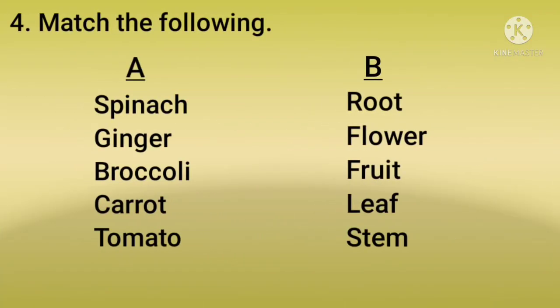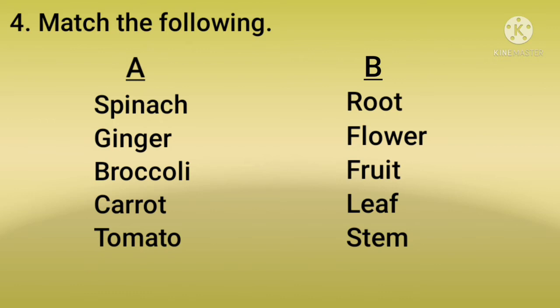Question number 4. Match the following. What are in column A? There are spinach, ginger, broccoli, carrot and tomato. What are in column B? There are root, flower, fruit, leaf and stem.